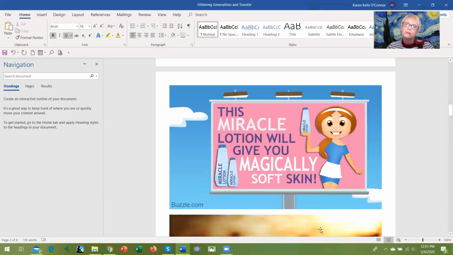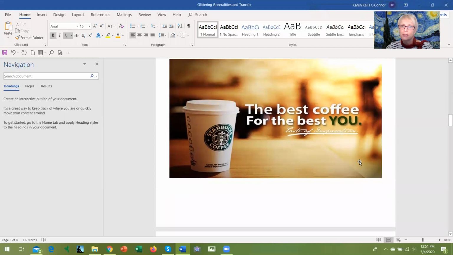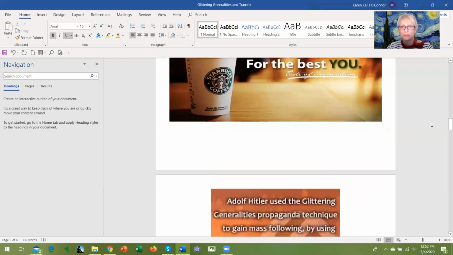Here's another example of glittering generalities. This is a print ad, obviously, or, yeah, I guess it's a billboard. This miracle lotion will give you magically soft skin. So the glittering generality words are obviously miracle and magically, okay? Doesn't really mean anything, but it sure sounds good. Here's a Starbucks ad: the best coffee for the best you. Okay, the glittering generality words: best and best you. So you're going to have that association, but there's nothing there that tells you why. It's just, it's the best.